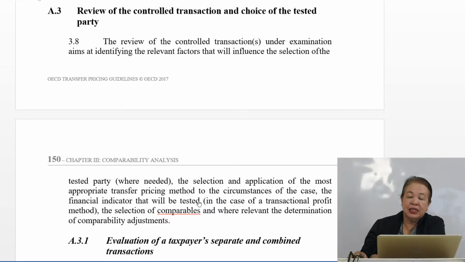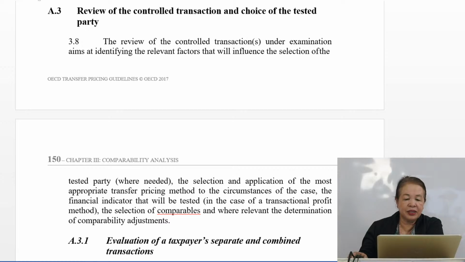Kung kailangan, diba, kailan ba tayo dapat mag-adjust pagka merong hindi similar ang independent party at saka yung related party, no? So, kung pwedeng gawa ng comparability adjustment to make them similar, then gagawa na ng transfer pricing analyst ng adjustment, no? So, yun talaga yung purpose. I-adjust mo na para pagdating ng transfer pricing audit, hindi na magkaroon ng adjustment, no?